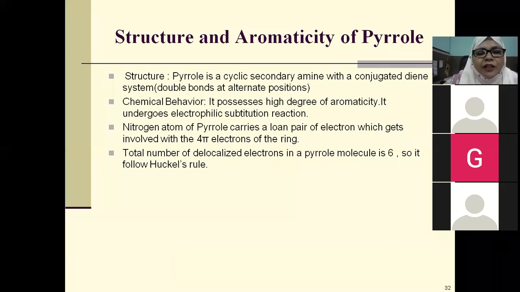So the total number of delocalized electrons in the pyrrole molecule is now 6. So is it the magic number? Yes. So this is the magic number. So that means it follows Huckel's rule and the number of pi electrons is 6 here.